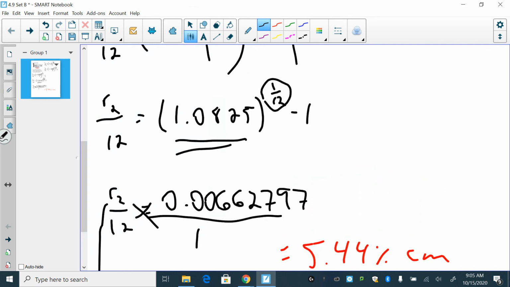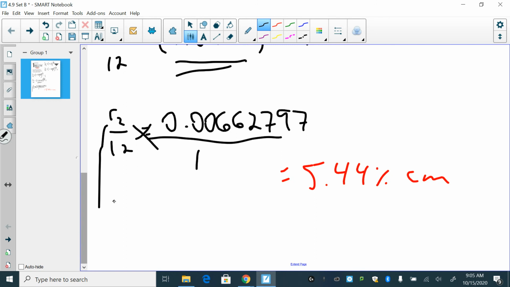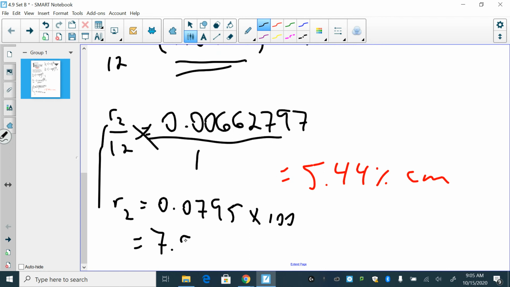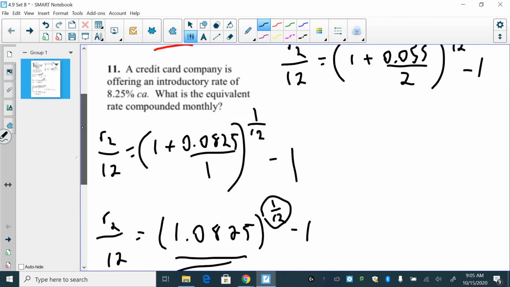Put a 1 over it, cross multiply. So I've got an R2 that's equal to 0.0795. Remember, you're going to multiply by 100 to switch it to a percent. So I've got 7.95%. So let's see what that is compounded monthly.